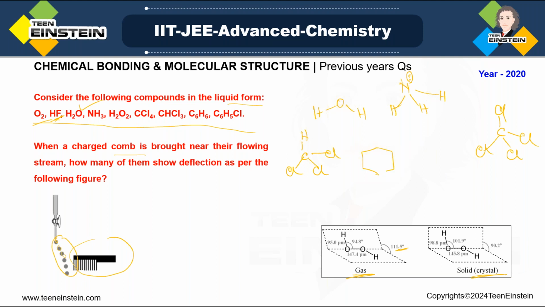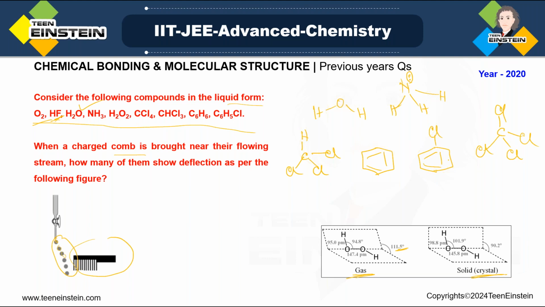Then we have the benzene ring, and at last we have chlorobenzene. Now out of chlorobenzene and benzene, obviously in chlorobenzene, chlorine is electron withdrawing. So if there are 2 chlorines in para position 1,4, there is a chance of cancellation. But for monochlorobenzene, there will be some dipole moment, right?